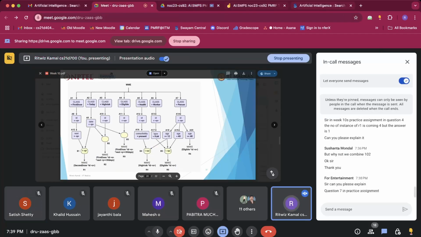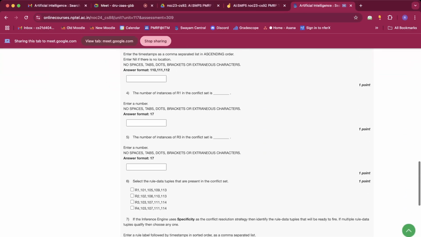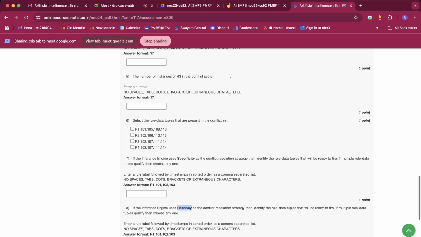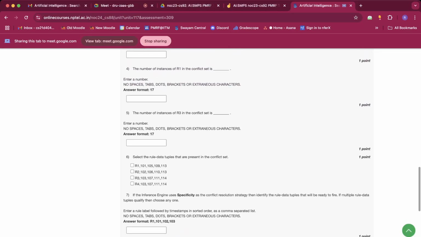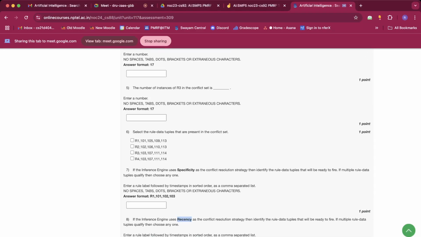Okay, question 7 in the practice assignment. Let's have a look. Specificity. Like I discussed one example of conflict resolution, recency. Specificity is another way we can resolve the conflict. In that case, you would have to select that particular rule that requires us to check more number of conditions. That is what is being conveyed by specificity. As the name suggests, a rule data tuple that is more specific is the one that should be fired.